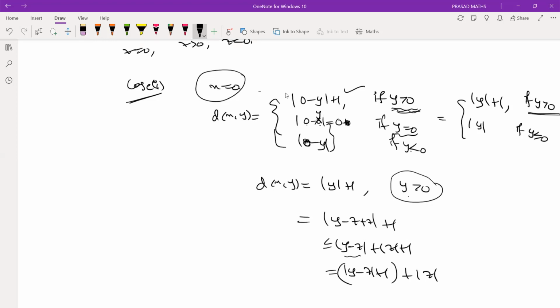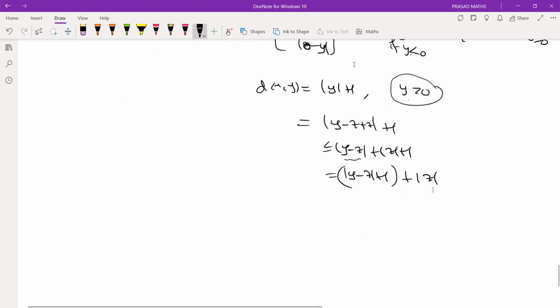So therefore, there are two options again. Z can be positive, Z can be 0. Yes or no? There are three options: Z is positive, Z is negative, Z is 0. This is a very long proof. So if Z is positive, what do you do?